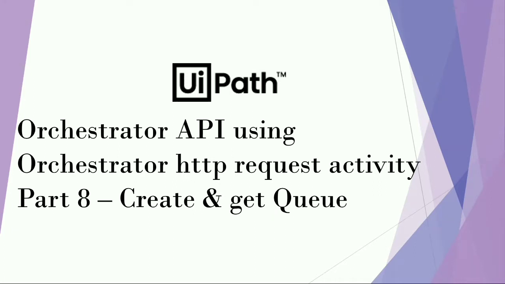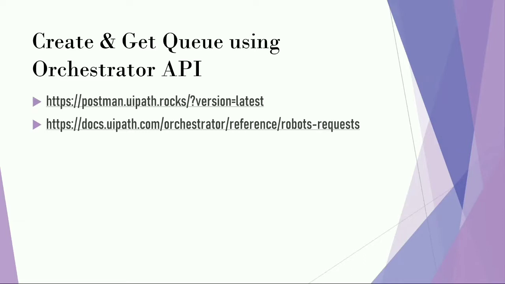In the last video, we have seen how we can create an asset from Studio. Also, we have seen how we can get all the asset details available on our Orchestrator in the Studio with the help of Orchestrator HTTP request activity. In this video, we're going to see how we can create a queue in the Orchestrator and how we can get the queue details from the Orchestrator with the help of Orchestrator API from the Studio.